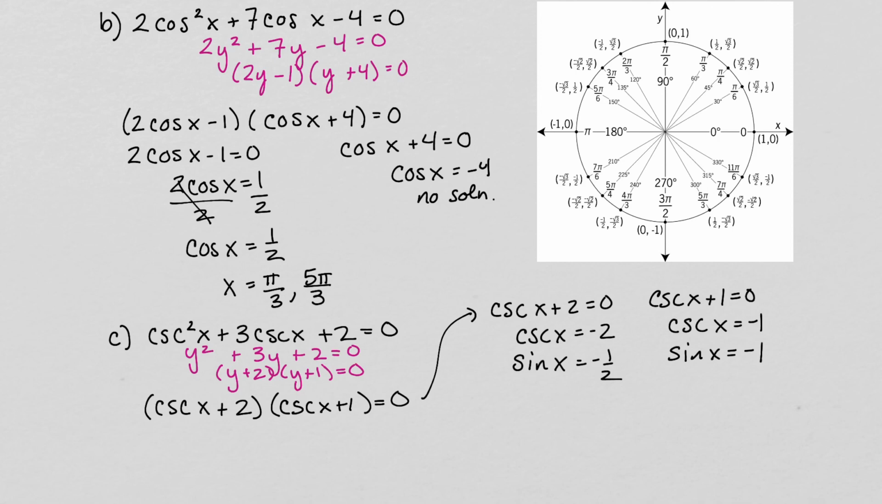So the sine of x is going to be equal to minus 1/2 when x is equal to 7 pi over 6 or 11 pi over 6. And sine of x is equal to negative 1 when x is equal to 3 pi over 2. So the answers here are x equals 7 pi over 6, 11 pi over 6, and 3 pi over 2. So in this case, you get 3 answers.